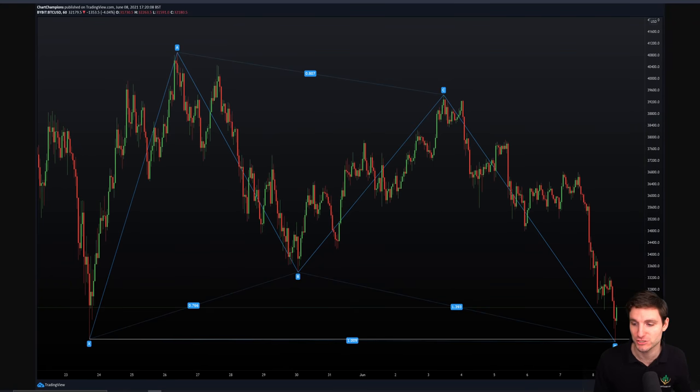That gave us the swing failure pattern into the Gartley, or we could refer to this as a butterfly harmonic. I still think this is an acceptable Gartley. Although we broke the low of X, it was a swing failure pattern, and this is a highly leveraged market. But again, the name is kind of irrelevant, Gartley or butterfly. At the end of the day, the setup is a long.